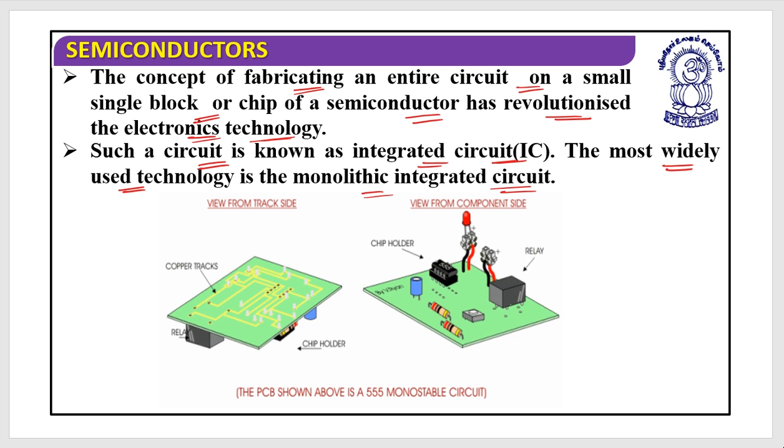As you can see, they are the different sockets, the chip holders, the relays, and these are the copper tracks, and we are going to hold this on this green board. That is what we call the boards or circuit boards.